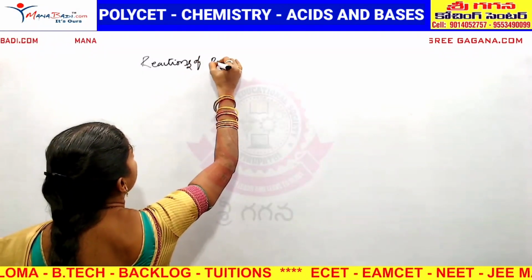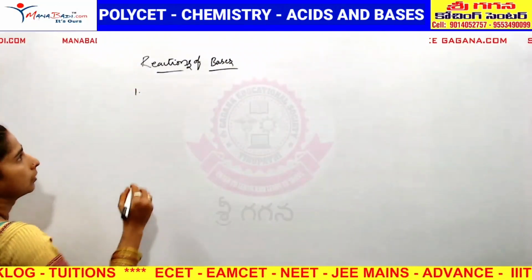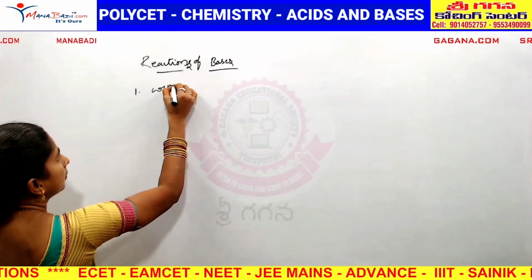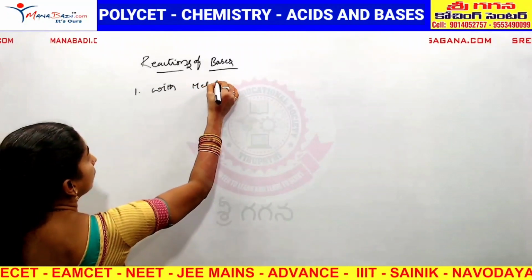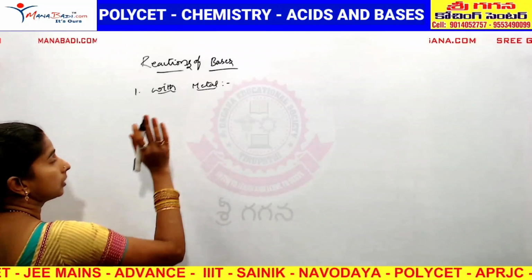Bases. Reactions of bases. Number 1, with metal. With metal, just like acids, bases also react with metals.